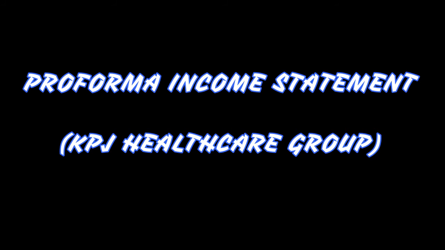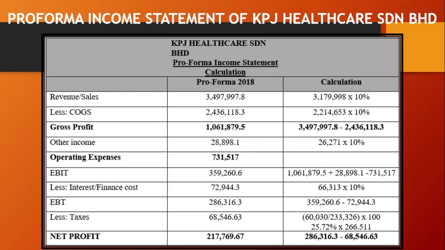We chose the company KPJ Healthcare Group Sdn Bhd for the pro forma income statement and pro forma balance sheet. The pro forma income statement changes when sales increase by 10%. So we multiply sales, cost of goods sold, other income, and interest by 10%, and the total net profit is RM217,769.67.